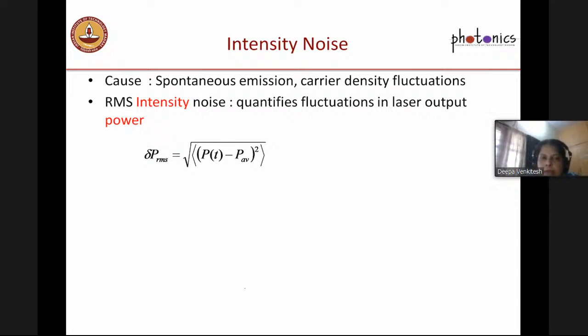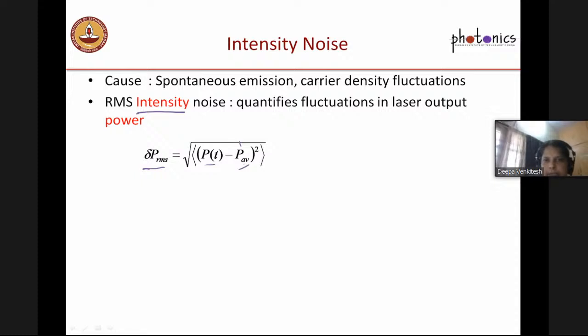The RMS value of intensity noise, as I said earlier, will quantify the fluctuation. I keep on saying intensity noise, but actually we are measuring power. So that's again to do with the traditional definition for this noise. Power and intensity are proportional to each other. So we keep on saying intensity, but we keep writing power here. And I think that is acceptable.